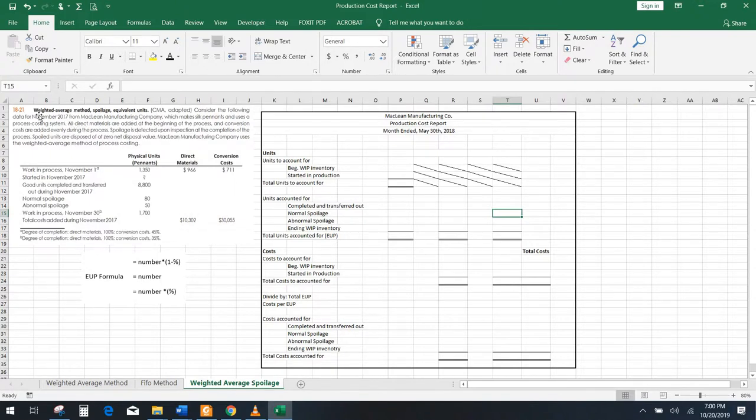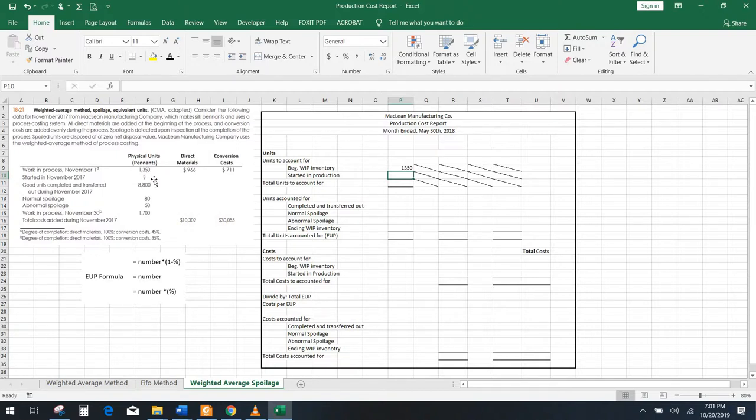I won't bother reading the problem. If you want, you can flip to your book on page, I believe it's page 741, problem 18-21, and I'll just start filling that out here. Beginning work in process inventory 1350. We worked this problem in class, by the way, so it's in your notes, but I like to record them. That way they're easy to review for future reference, just in case something like this is on the final.